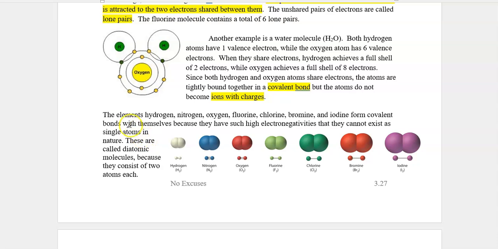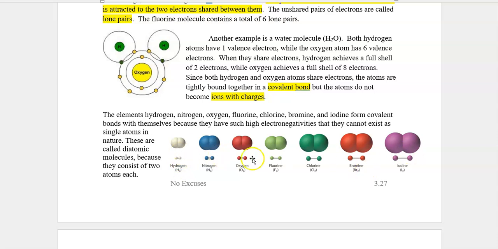The elements hydrogen, nitrogen, oxygen, fluorine, chlorine, bromine, and iodine form covalent bonds with themselves because they have such high electronegativities that they cannot exist as single atoms in nature. These are called diatomic molecules because they consist of 2 atoms each. The prefix di means 2.